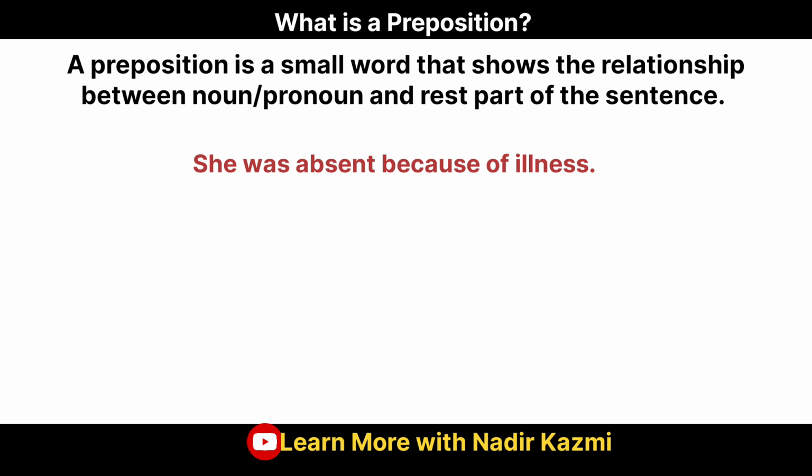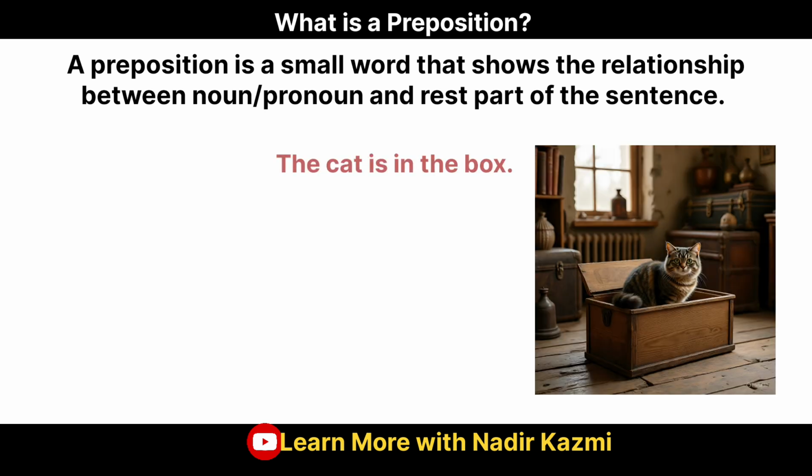Now, let's do a quick practice. If I say the cat is in the box, now what is the preposition here? Tell me. Yes, you're right. In is the preposition here because it is telling the relationship between the noun cat and the rest of the sentence, the box. It is telling the exact position of the cat, that where it is. It is in the box.